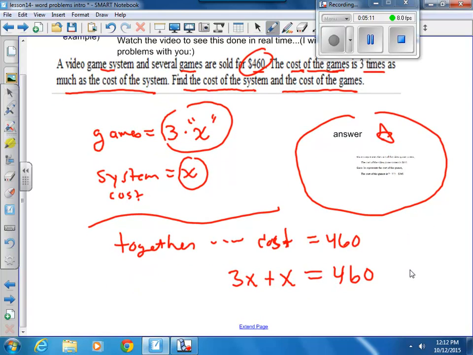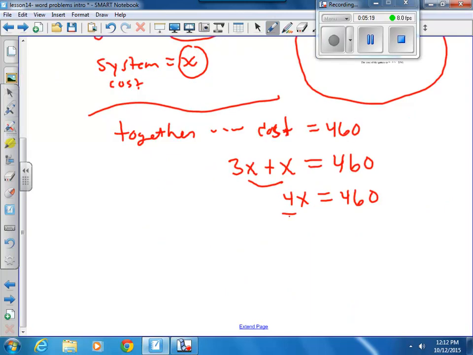And then just solve. 3x plus x makes 4x, and that equals 460. And then just divide both sides by 4. You can certainly do that off in the margin somewhere.